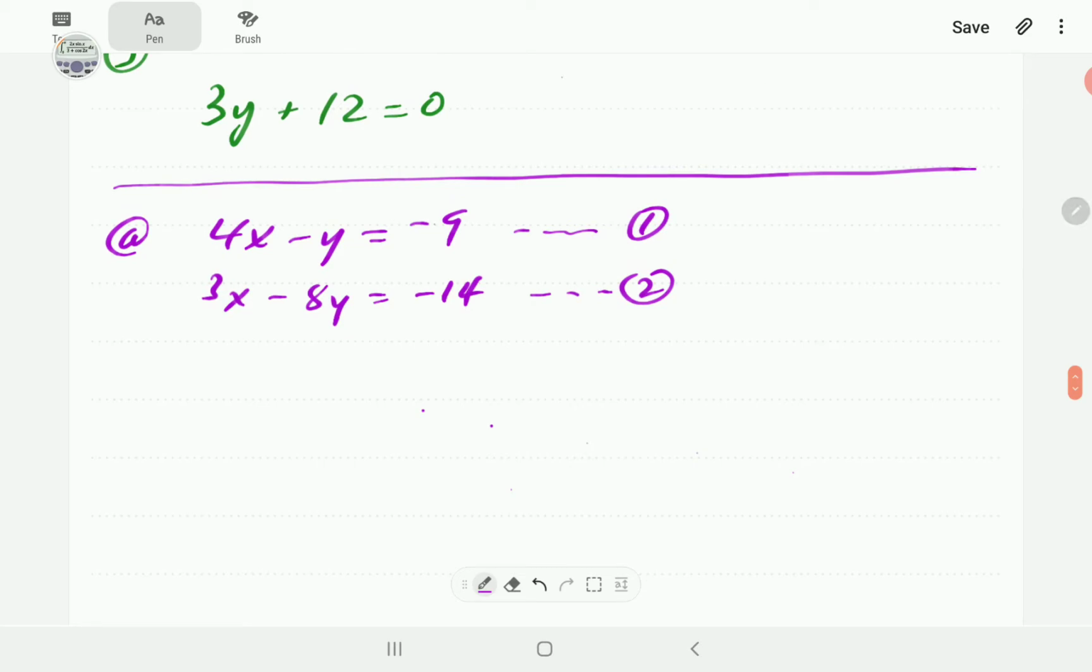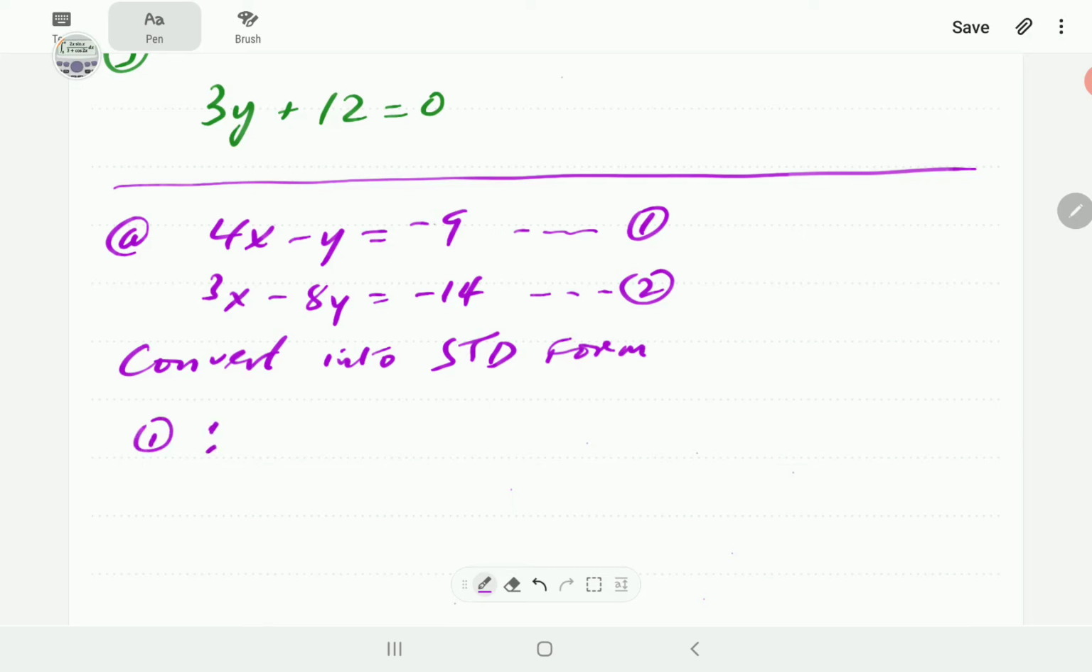Now we can only read out the gradient if the line is in standard form. So we're going to have to convert each of these two lines into standard form. If you're not up to speed with standard form, please do check our videos on the equation of the straight line. So convert this into standard form.